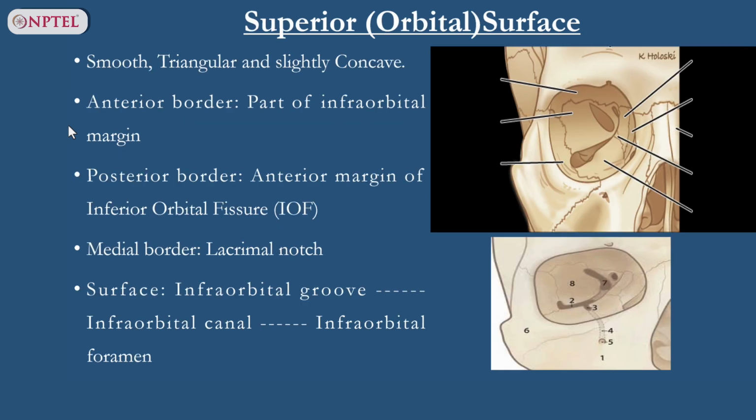The superior or orbital surface is smooth, triangular, and slightly concave. Its anterior border is formed by part of the infraorbital margin. Its posterior border is formed by the anterior margin of the inferior orbital fissure, whereas its medial border is formed by the lacrimal notch. On this surface, the infraorbital groove and canal are located. This canal opens onto the facial surface of the maxilla through the infraorbital foramen.